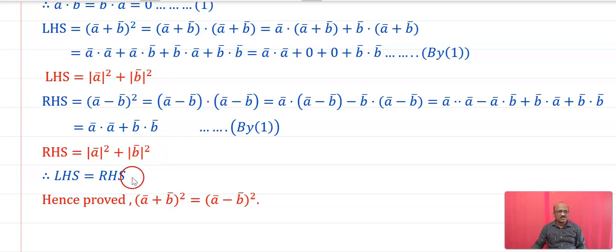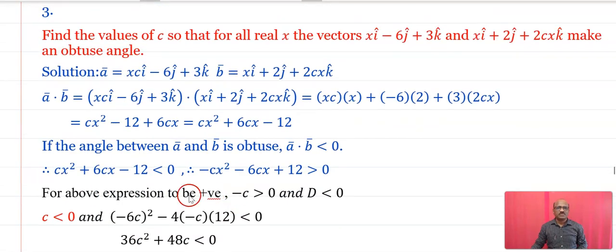And therefore LHS is equal to RHS, and hence (a bar plus b bar) whole square is equal to (a bar minus b bar) whole square. When will this happen? That is when these two vectors are perpendicular to each other. Now the next problem.